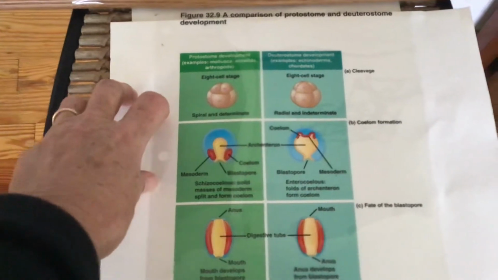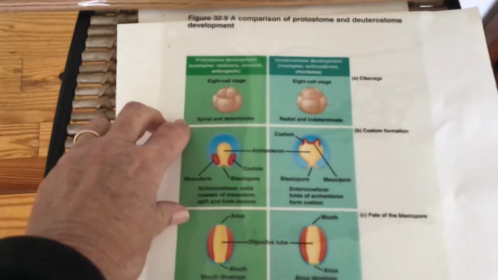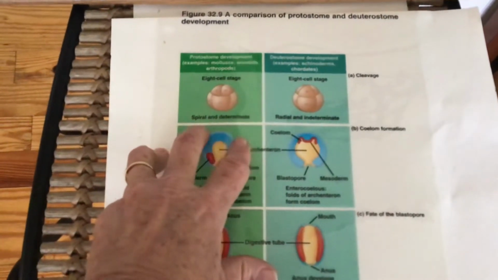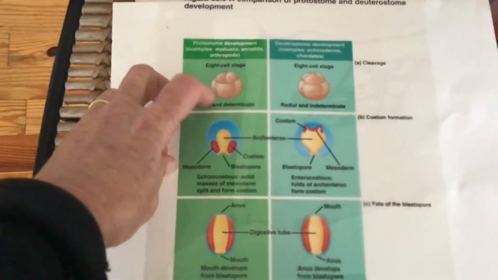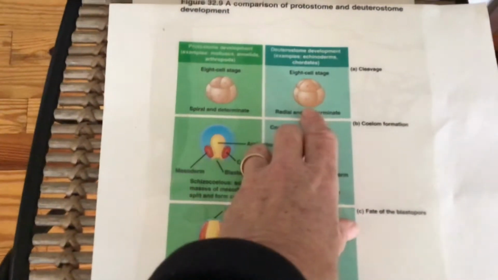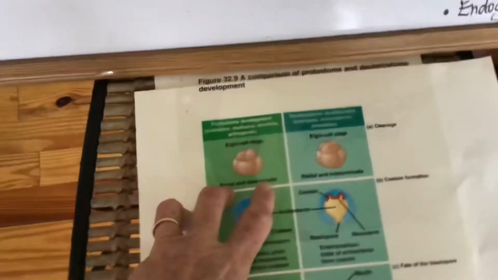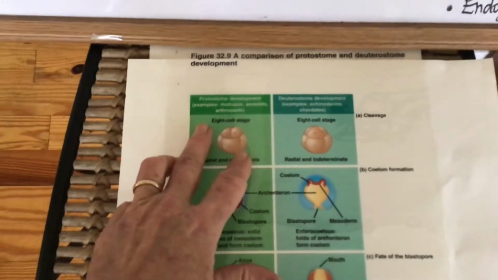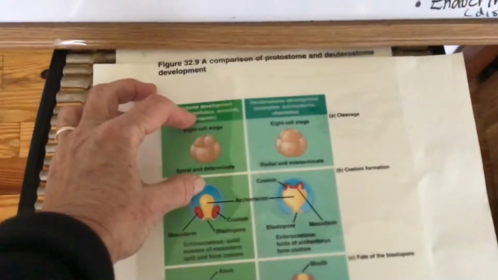The protostomes, remember that 8-cell stage that we talked about. In the 8-cell stage, it has what they call spiral cleavage and also determinate. What the spiral means is that the cells are offset from one another, one layer, and then the next layer of cells are somewhat offset, as opposed to radial. See how they're right on top of each other. Determinate also means that these cells, as they are developed, basically become what they're going to be based on where they are.